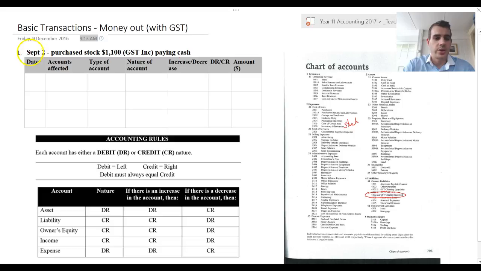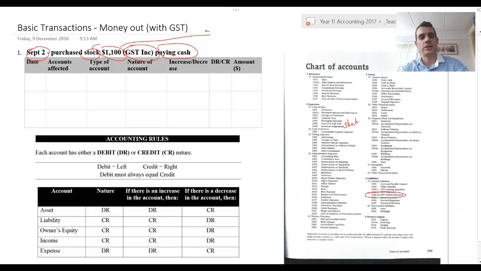Let's look at this next transaction. On September 2, we purchased stock for $1,100, GST inclusive, paying cash. It's sometimes a good idea to split up this amount into its GST components. So 1,100 divided by 11 is $100. That is the GST component. We will then know that the ex-GST component is 1,100 minus 100. So $1,000 is going to be our ex-GST amount.